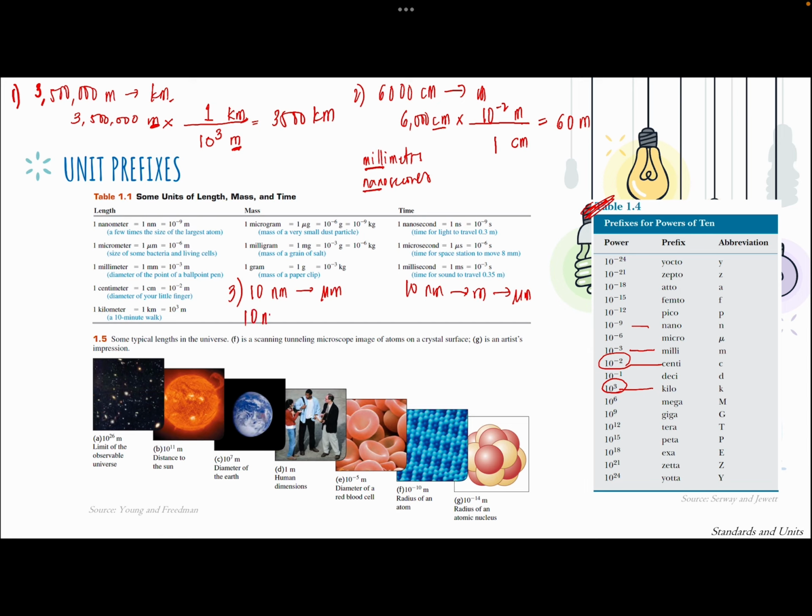Sulat mo 10 nanometers times, ilalagay mo yung nanometer sa baba, meter sa taas. Tapos lalagyan mo ng 1 yung tabi ng nanometer. Then base sa table, nano is 10 raised to negative 9. Tapos nasa taas ngayon yung meter, so yung meter ngayon dito, lalagay mo sa baba. Then yung desired na unit, micrometer sa taas. Kasi ganito kasi mangyayari, makakancel yan, di ba? Yan, ito. So, matitira na lang na unit is micrometer. Kaya ganyan yung ginawa natin.